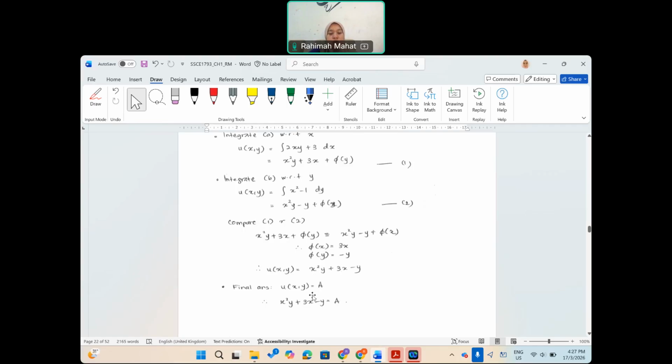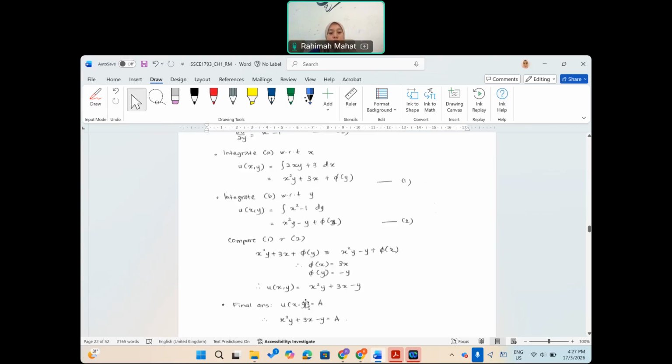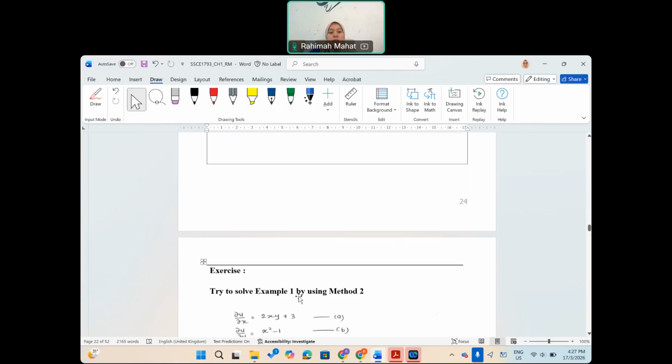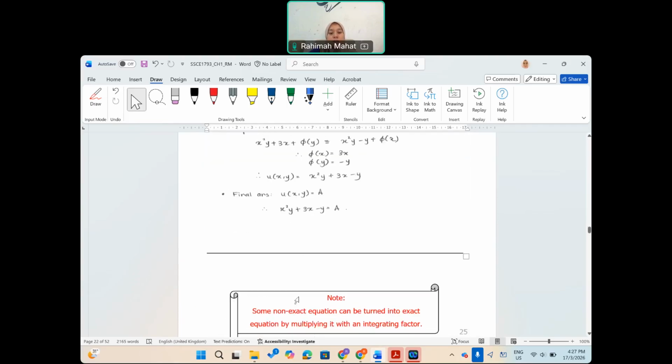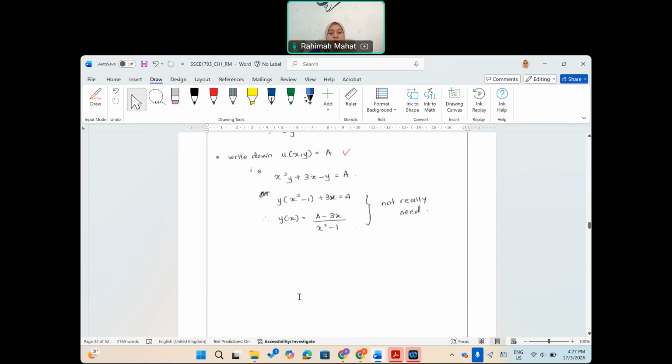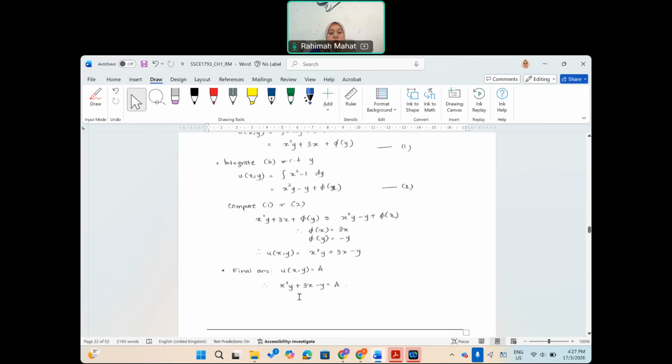So u(x,y) is equal to x squared y plus 3x minus y. Use the substitution, u(x,y) equal to a. So you can get x squared y plus 3x minus y is equal to a. That is if you are using the second method.